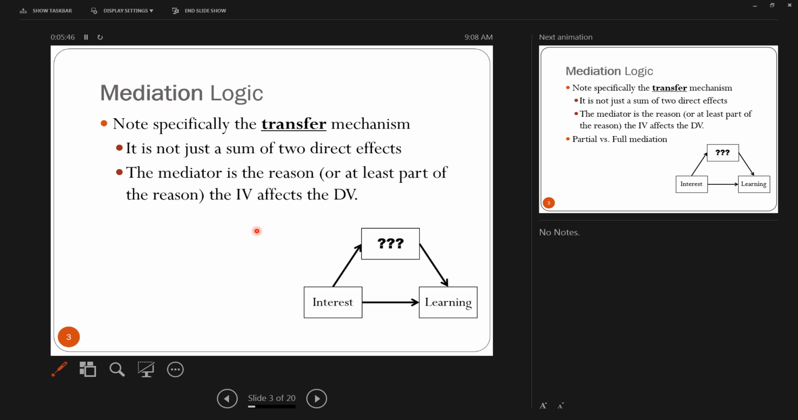So very important to specifically note the transfer effect. It's not just your IV affects your mediator, which affects your DV. It's not just the X to M to Y relationship. There's a transfer. It's partly explained. Part of the explanation is happening through the mediator.